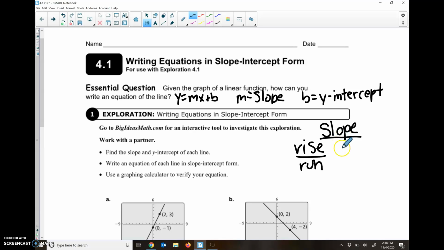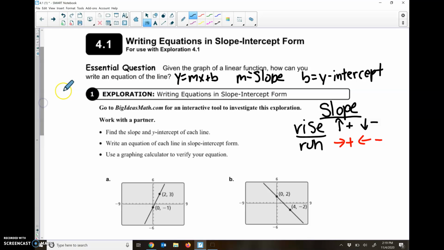Rise is how much our line is going to go up or down. Up is positive, down is negative, as we would assume. Run is how much our graph goes right to left or left to right. Right is positive and left is negative. So we're going to count from dot to dot on our graph, up or down, and then left to right, and then how much, and we're going to write that as a fraction.